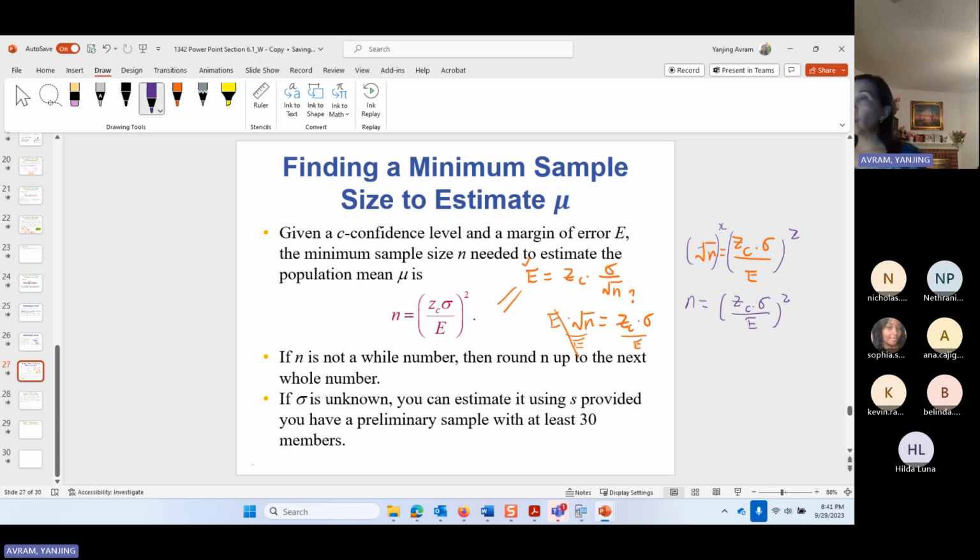So you don't have to go through all these steps to find n, because this n is also in the formula. The reason I showed that to you is to let you know that the n formula and the E formula are actually the same formula. If I give you the sample size, you can find the margin of error. On the other hand, if I give you the margin of error, you can find the sample size as well.